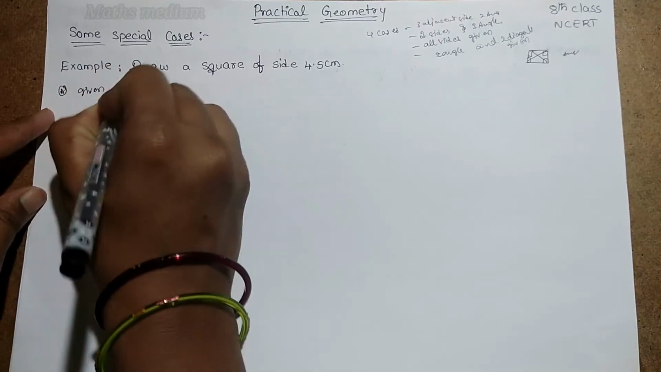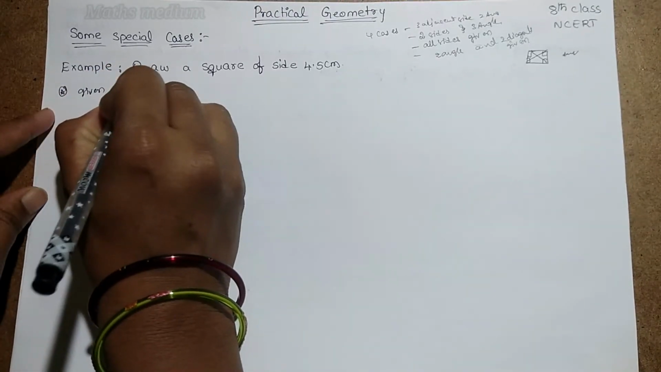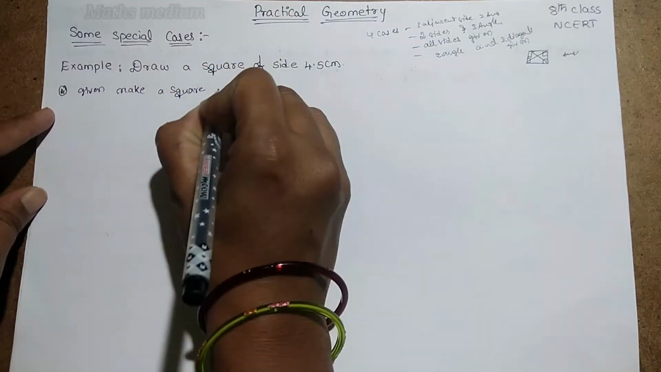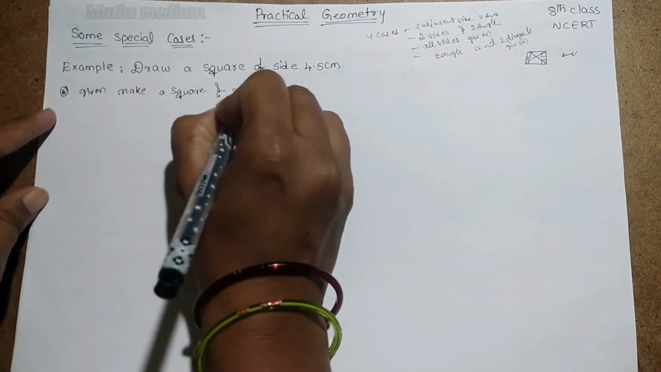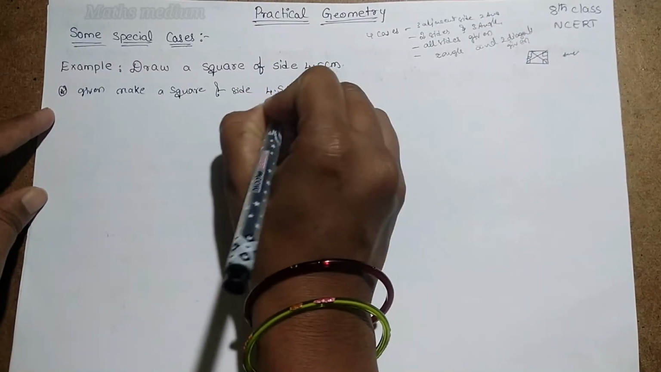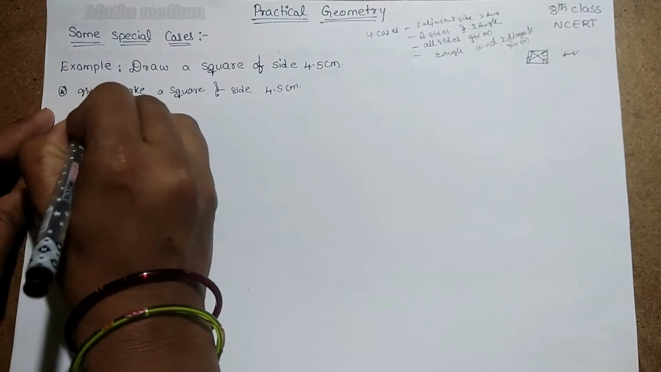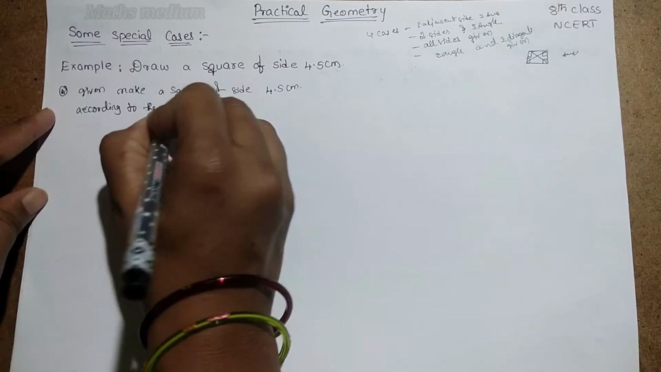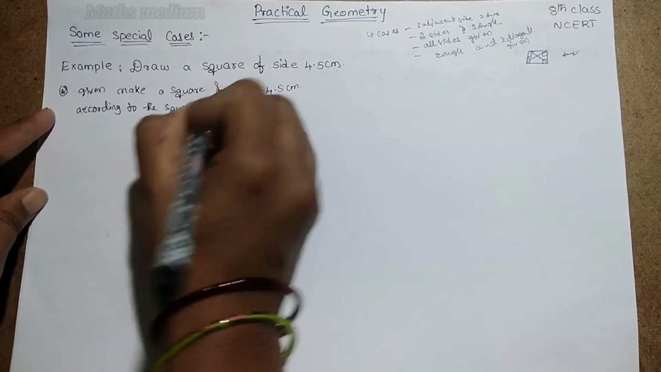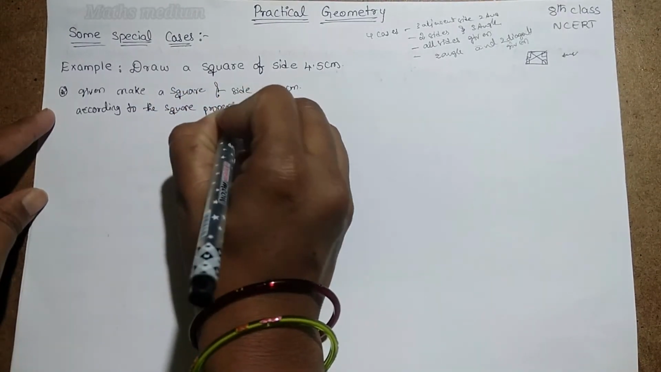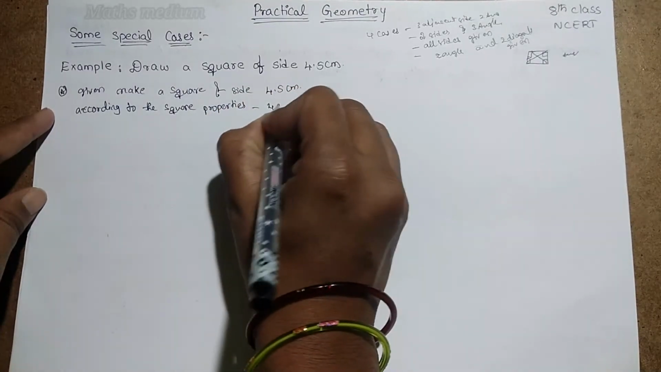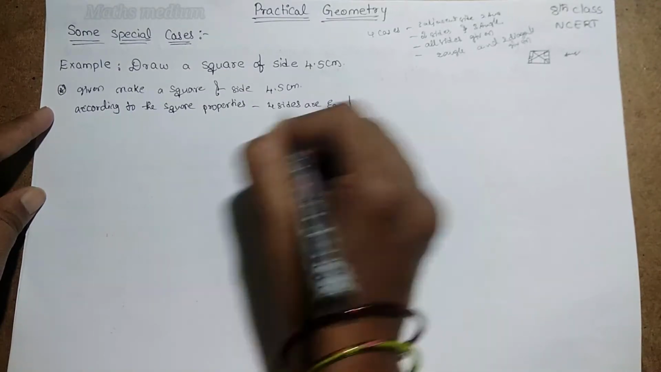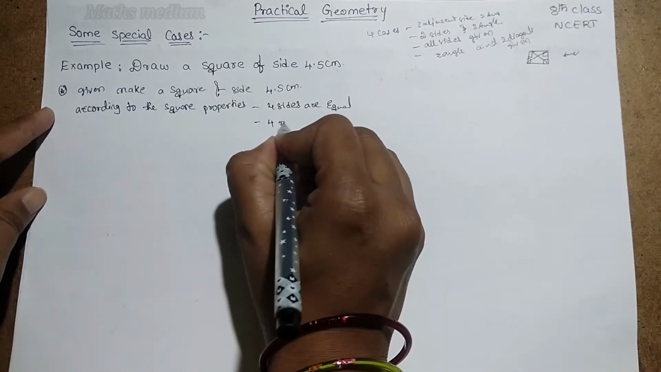Given, make a square or draw a square of side 4.5 centimeters. According to the square properties, we know 4 sides are equal and we have 4 right angles.